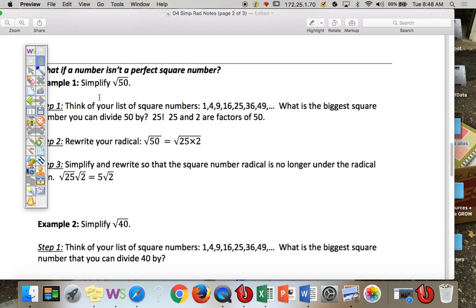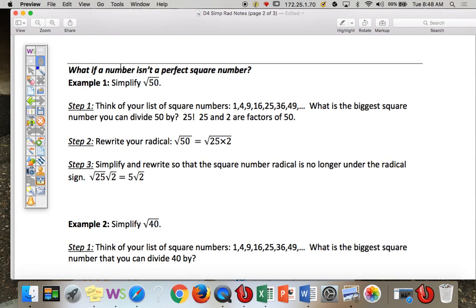Thank you. All right, what if a number isn't a perfect square? Simplify the square root of 50. So there is not a whole number that if you multiply by itself, it's 50. So here are the steps if it's not a square number.